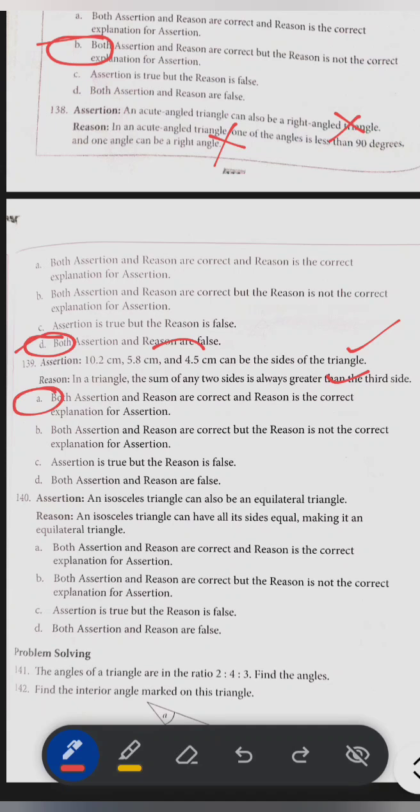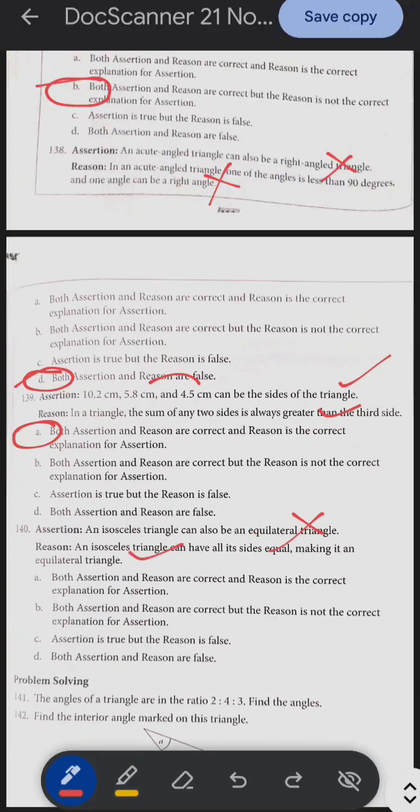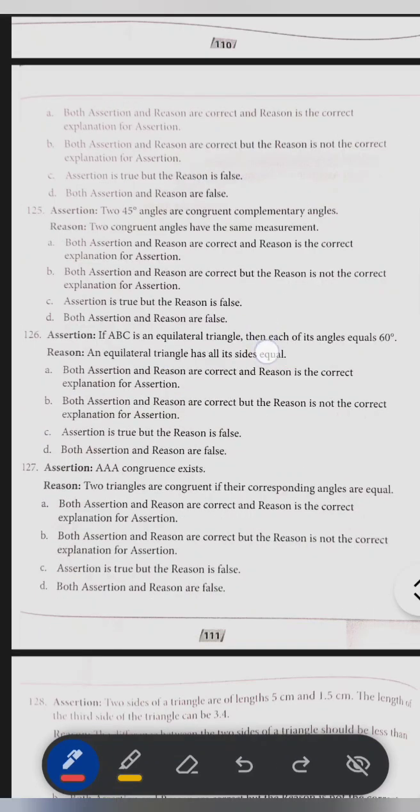Question number 140. An isosceles triangle can also be an equilateral triangle. No, that is wrong. Next, an isosceles triangle can have all its sides equal, making it an equilateral triangle. Yes, in my point of view, this one is wrong. No. Okay, so both assertion and reason are false. We have finished all these 140 questions.